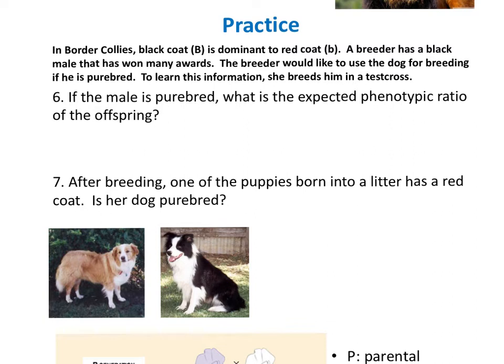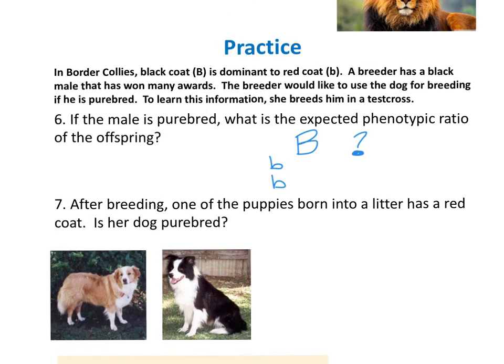All right, so I automatically know the definition of a test cross means I have an unknown parent. I am going to try to figure out, is that parent hetero or homozygous? Always in a test cross, I am breeding to a second parent that is homozygous recessive. That is the definition of a test cross.